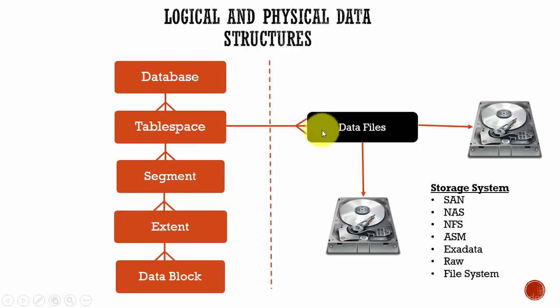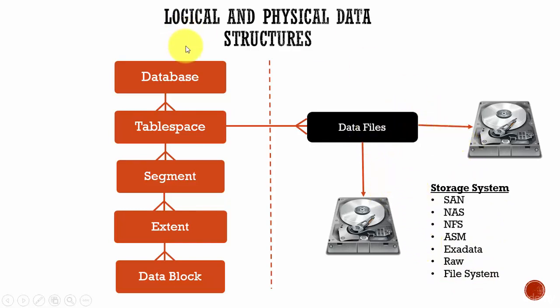Since a table space can have multiple data files, you can create an Oracle database which is very, very large. A table space can have multiple data files, but a data file can only be associated with a single table space. Remember that point. And we all know at the end of the day, these data files are stored in the storage system. Your storage system can be a SAN network or a NAS or a NFS or a ASM or a Exadata or a raw file system or your regular file system. We will learn about these various storage systems later on. But these storage systems are used to store your data files.